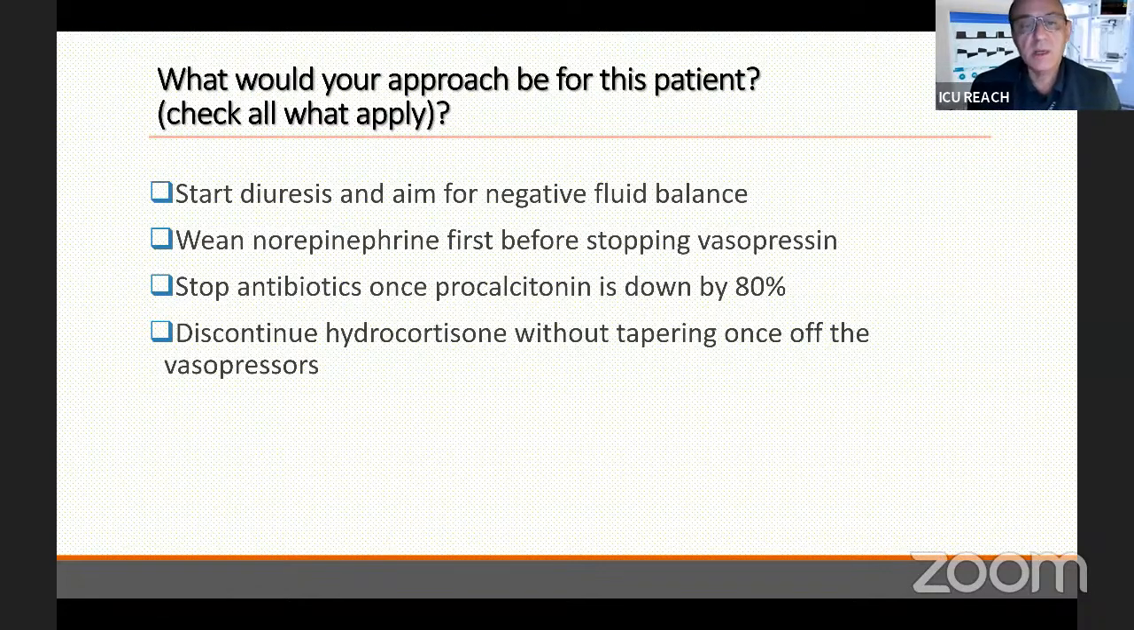So let's launch the poll and see what kind of responses we have. Again, you can check as many answers as you want, whatever you think is appropriate to do.